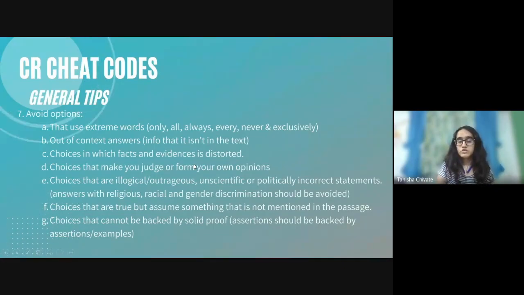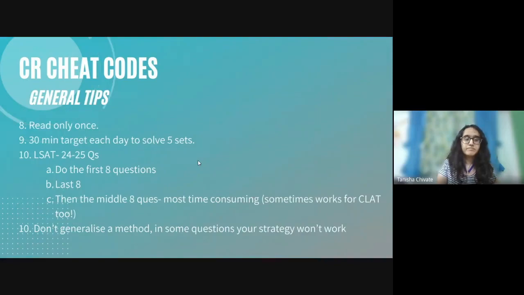Choices that cannot be backed by solid proof. Assertions should be backed by assertions or other examples. So you need to have solid proof for every option. You need to go back to the passage and see, okay, if I choose option D, this statement from the passage will support it, and therefore this is the correct answer. Understand this, the correct answer will always have something to back it from the passage, something which will tell you, listen, option C is the correct answer, mark it. So you need to find that out. Find out whichever option you choose has certain evidence for the same.